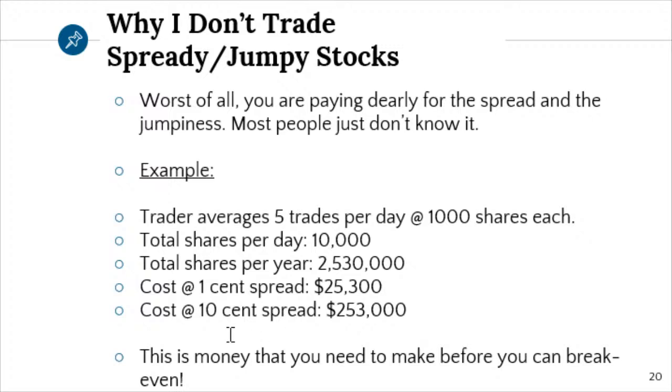Imagine if on average you traded 5 trades, 1,000 shares apiece, on stocks that had a 10 cent spread. ENVX, which we took this morning at the open, probably had close to that. So that's 250,000 a year. That's money that you need to make before you can even break even. Did you know that? When I worked through the math, it shocked me. But it's true.